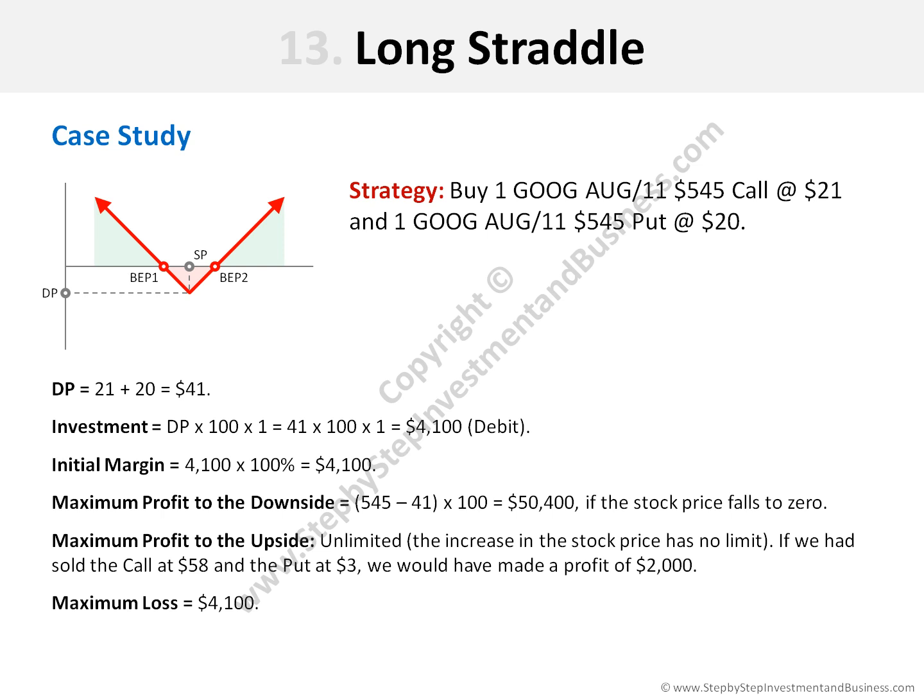The maximum profit to the downside is equal to the strike price of the options minus the debit paid multiplied by the number of shares. That is $50,400. This occurs if the stock price falls to zero. The maximum profit to the upside is unlimited because the increase in the stock price has no limit. If we had sold the call at 58 and the put at 3, we would have made a profit of $2,000. On the other hand, the maximum loss that we are exposed to is equal to $4,100. That is, the total debit paid.